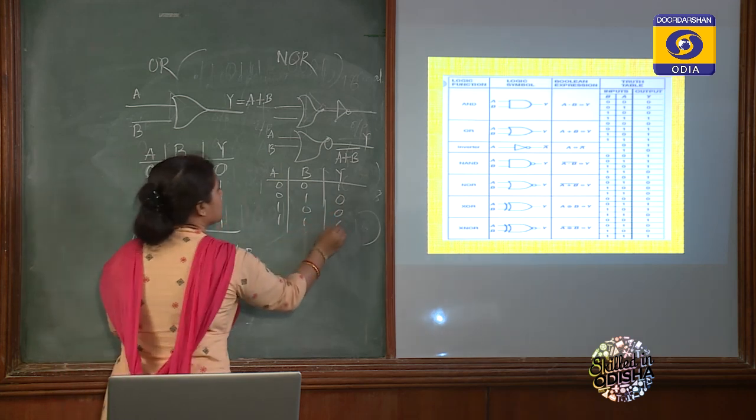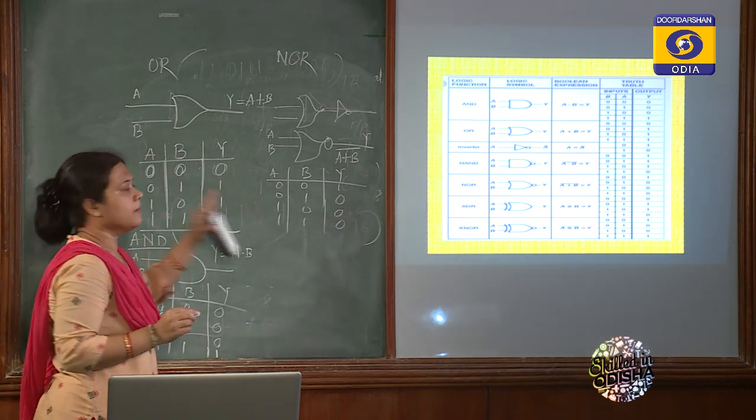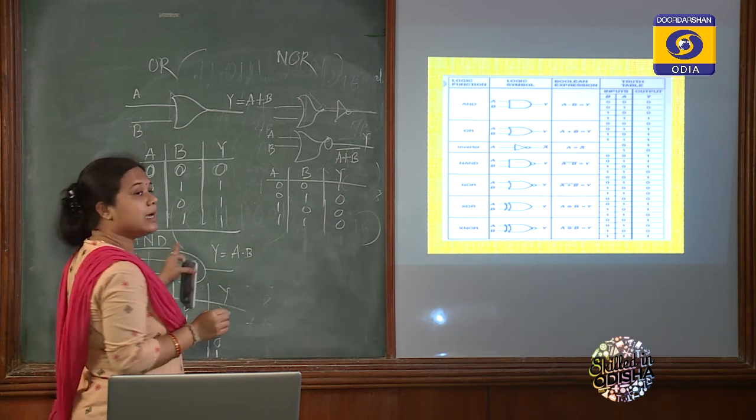Here 1. So here 0. This will be the truth table. So similarly, next for NAND.